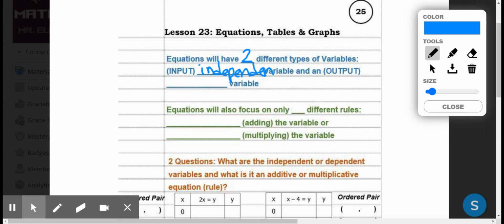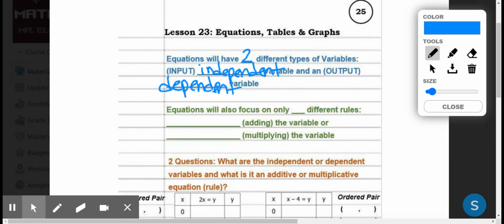Independent variable. Once we put a variable into an equation, then we're going to get the output, and the output is going to depend on the input. So we're going to call that output variable the dependent variable. In equations, we're going to focus mainly on only two different rules.